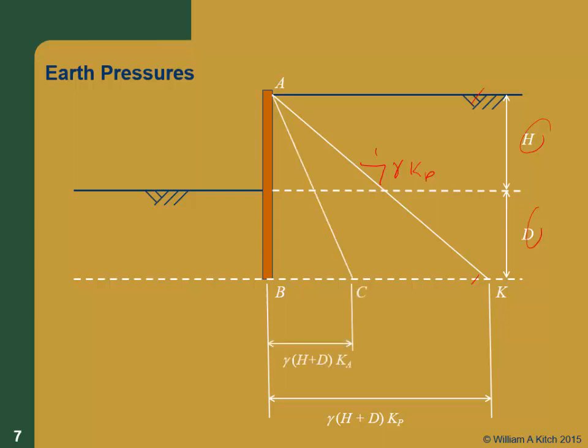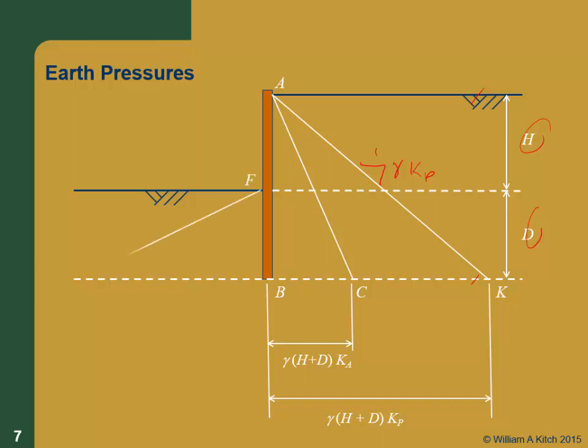And then I can do the same thing and draw an active envelope on the back side of the wall. And the length from B to C on that one, where it intersects that horizontal line at the base of the wall, is going to be gamma times (H plus D) times Ka. That should make sense. And we're going to need both these active and passive envelopes on the wall because we're going to have both active and passive pressures behind the wall, right?